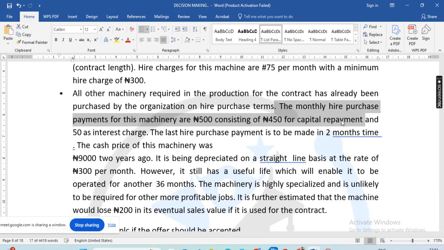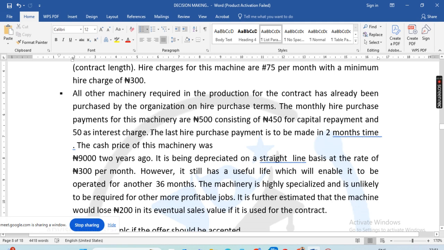That is a total of 500, and 50 as interest charge. Let me tell you something. All these things are not relevant, the capital repayment and the interest. It is not a relevant cost, class. So once you just see capital repayment, this is not a relevant cost. Interest is not a relevant cost, right? Because it will form part of what you use to discount your project at the end of the period.